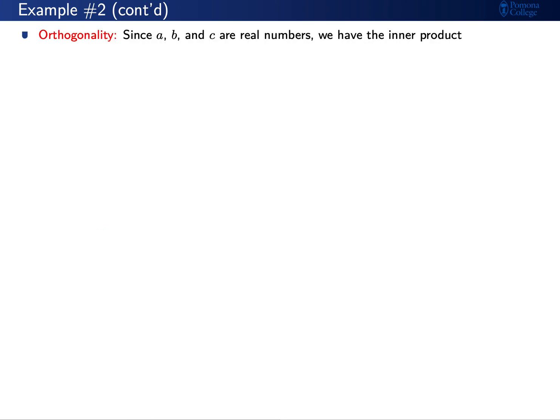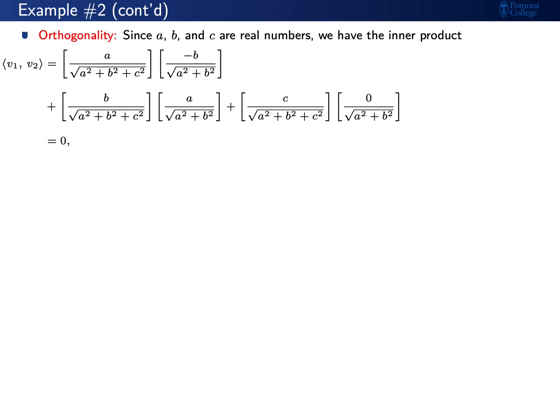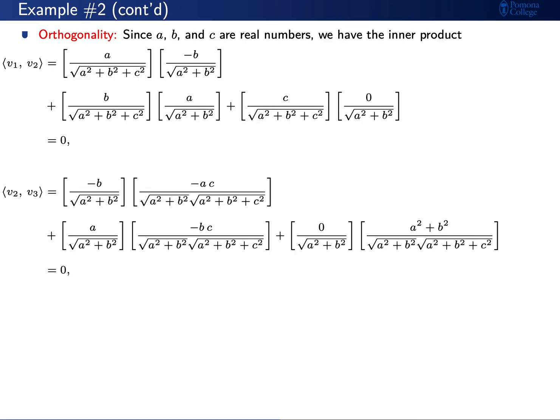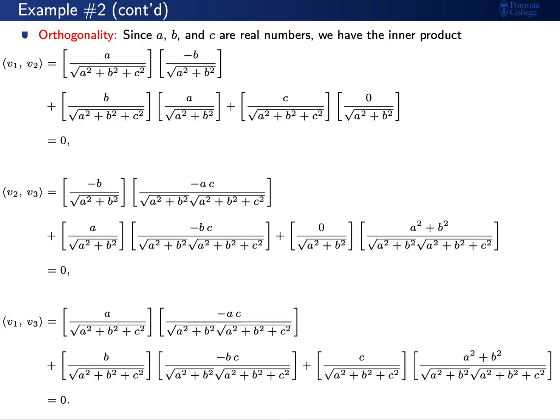For orthogonality, this is just a matter of multiplying quantities out. For the inner product of v1 and v2, we see that our sum here just becomes 0. For the inner product of v2 and v3, again, we see that the sum here just becomes 0. And for the inner product of v1 and v3, there's a little work that we have to do here, but again, we see that the sum goes to 0.